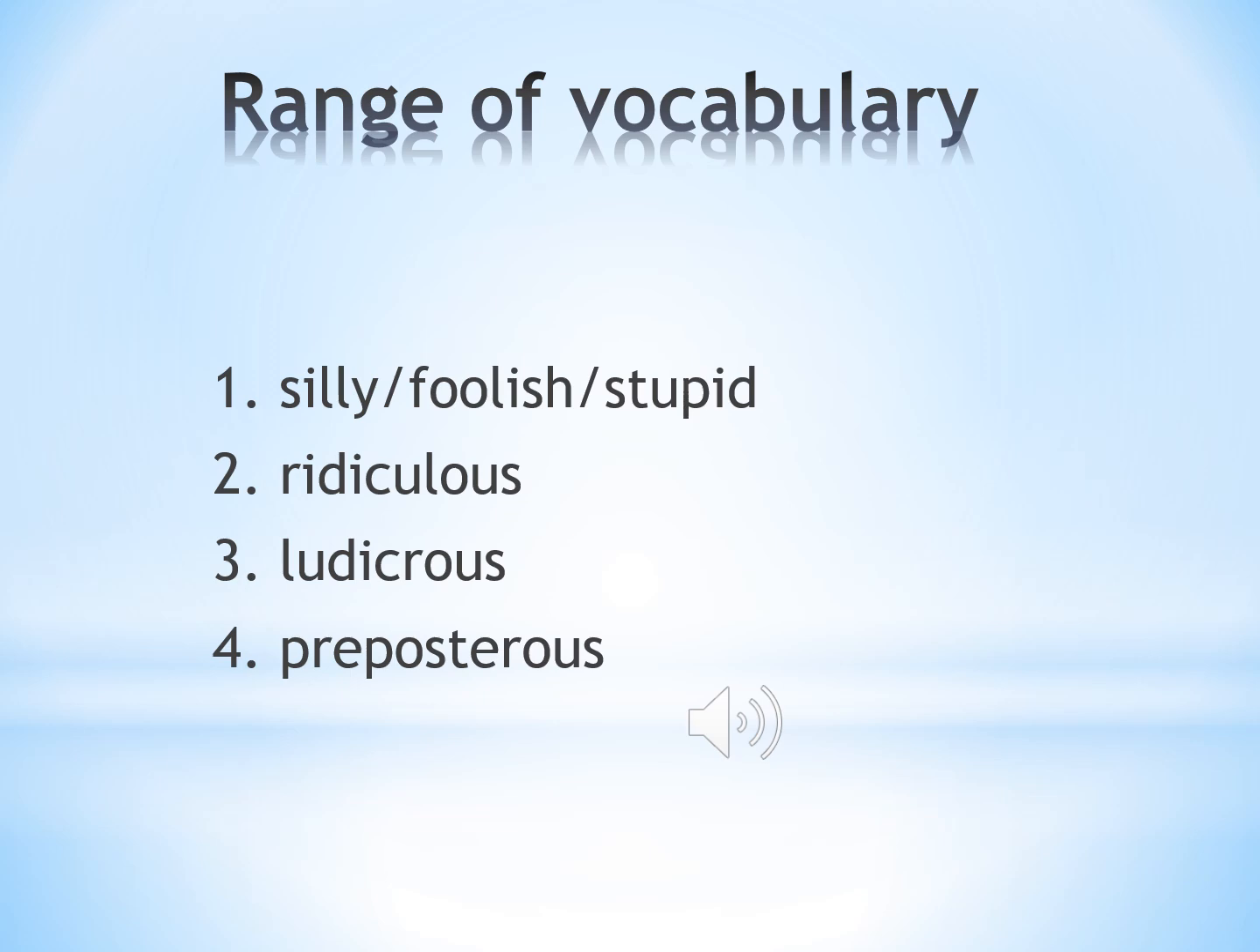Here you see a better word, preposterous. So preposterous means ludicrous or ridiculous or silly or foolish or stupid. I think now you understand what is range of vocabulary. If you're using words of this level, silly, foolish, stupid, that means your range of English, your range of vocabulary is very low. If you can use words of this level, second level, ridiculous, it's better than the first stage. And ludicrous, that's even better. And if you can use words like preposterous, stupendous, and all, so you use the higher level vocabulary.